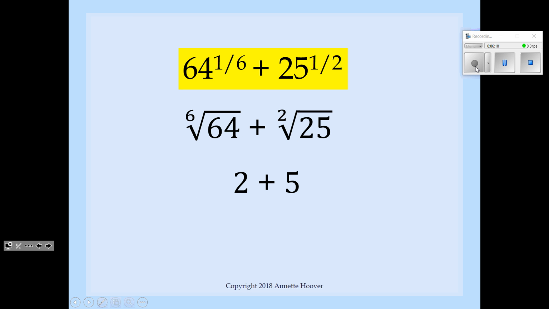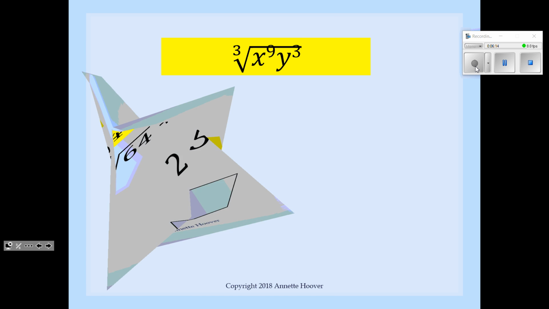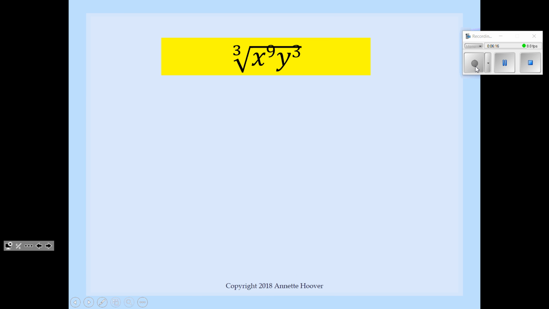So it looks scary, but if you just take it step by step, we got this. Now here we have some bases already written under the radical sign, and they have exponents attached to them. So we have the cubed root of x to the 9th power and y cubed. So again, we have to ask ourselves, we can first break this into 2 parts. The cubed root of x to the 9th power and the cubed root of y to the 3rd power.